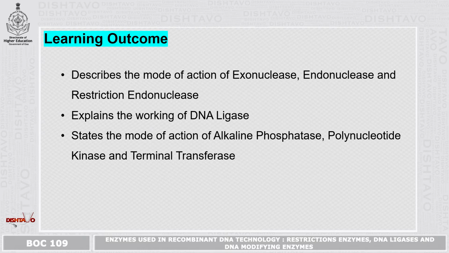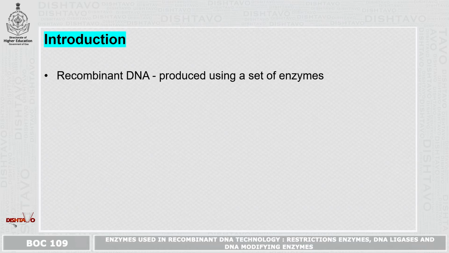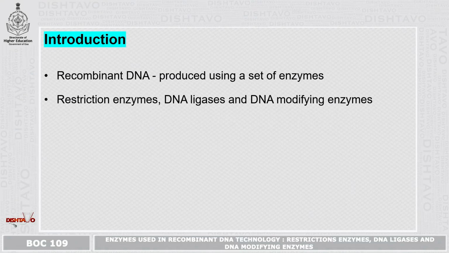In recombinant DNA technology, recombinant DNA is produced using a set of enzymes which are important biological tools. These enzymes include restriction enzyme, DNA ligases, and DNA modifying enzymes. Gene cloning requires that the DNA molecules should be cut in a very precise and reproducible fashion to insert the new DNA. The verb restrict means to cut.